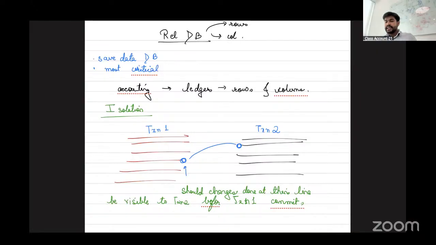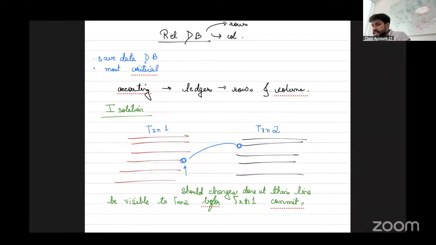I would be summarizing everything in just 1 minute. We have something known as a relational database, and it is made up of rows and columns. Initially, computers started doing accounting, and people used to save that accounting information in ledgers. Due to the use of ledgers, that gave birth to rows and columns.